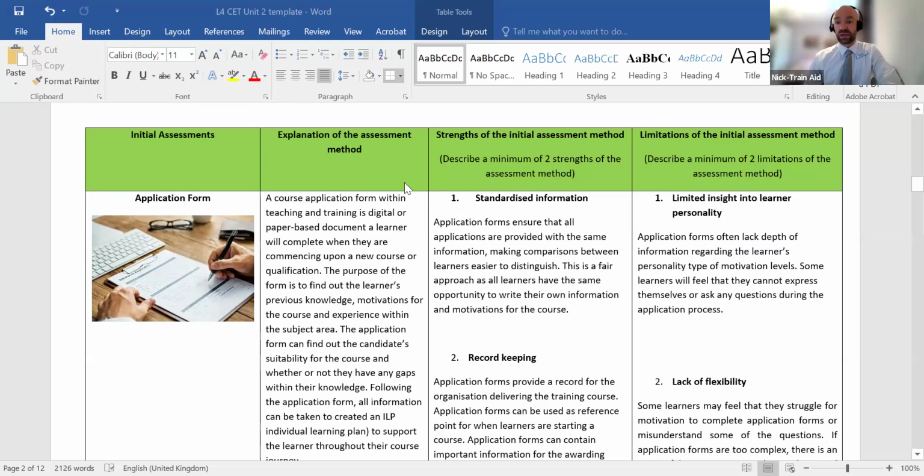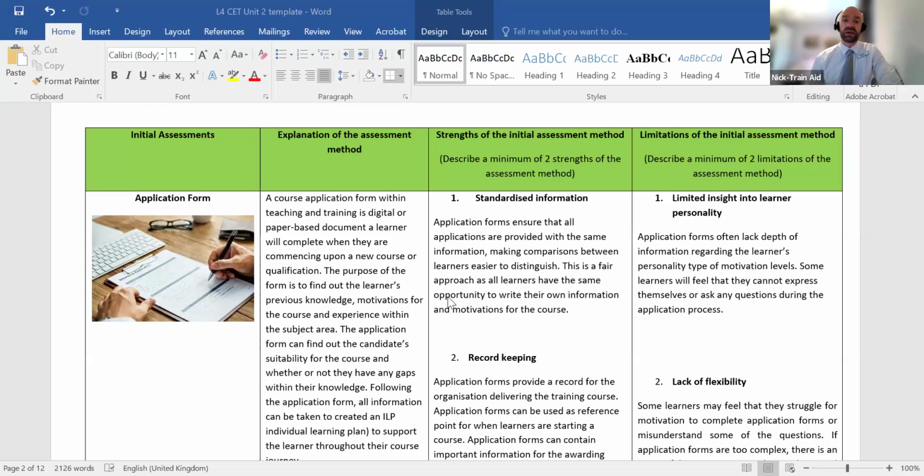So what we're looking for here is a paragraph of information describing what an application form is. And also, if you use an application form within your own teaching and training, I'd like for you just to describe your application form. You could also include a photo of your application form if you use one as well. But what is an application form, how is it used within teaching and training?